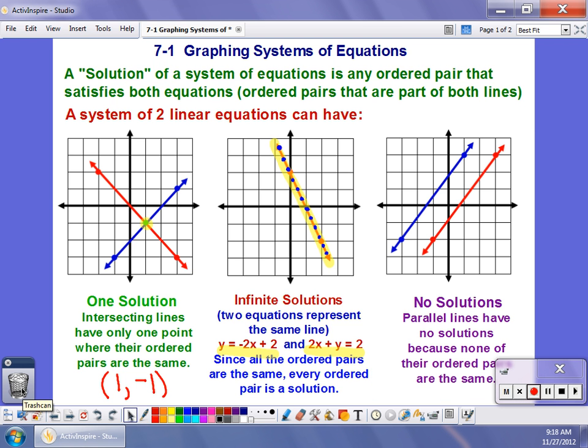The last type of system of equations that you'll see are parallel lines. Parallel lines have no solutions, and the reason parallel lines have no solutions is because there are no ordered pairs that are part of both lines. Parallel lines never cross, so they're never going to have any ordered pairs in common.